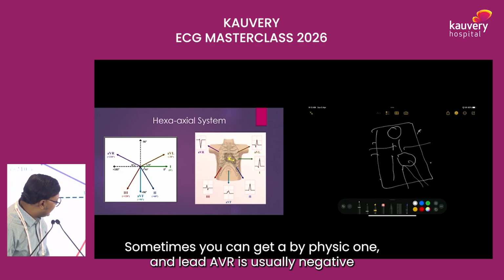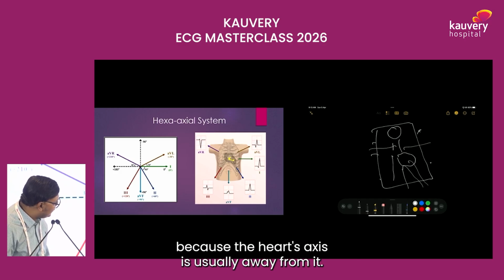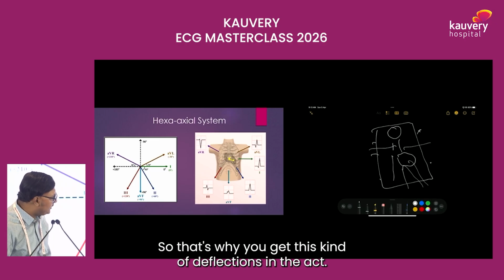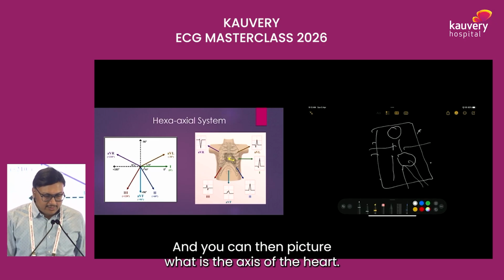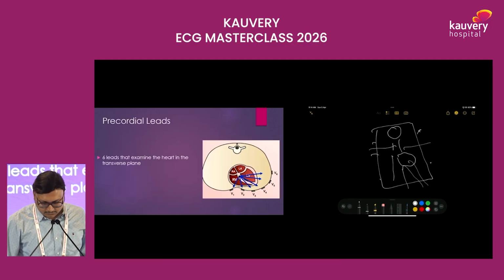Lead 3, sometimes you can get a biphasic one. And lead AVR is usually negative, because the heart's axis is usually away from it. So that's why you get this kind of deflections in the ECG, and you can then picture what the axis of the heart is.